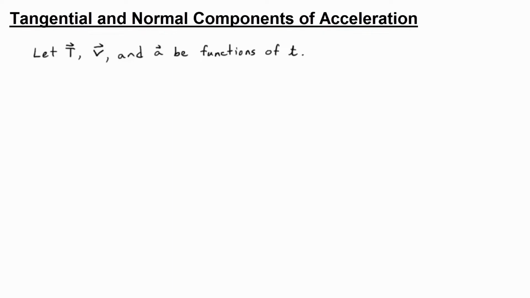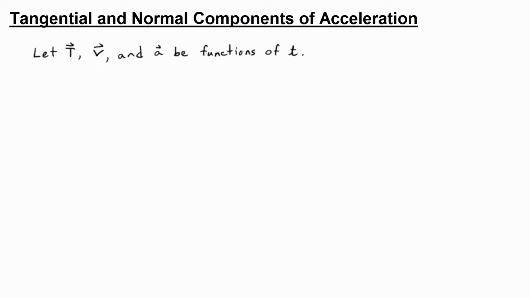Let's talk about the tangential and normal components of acceleration. We want to analyze acceleration. If you look at two vector components of acceleration, the tangential component, which involves capital T, the unit tangent vector, and the normal component, which involves capital N, the principal unit normal vector, you can get some facts about acceleration that could be useful in analyzing motion. So that's what we're going to do.